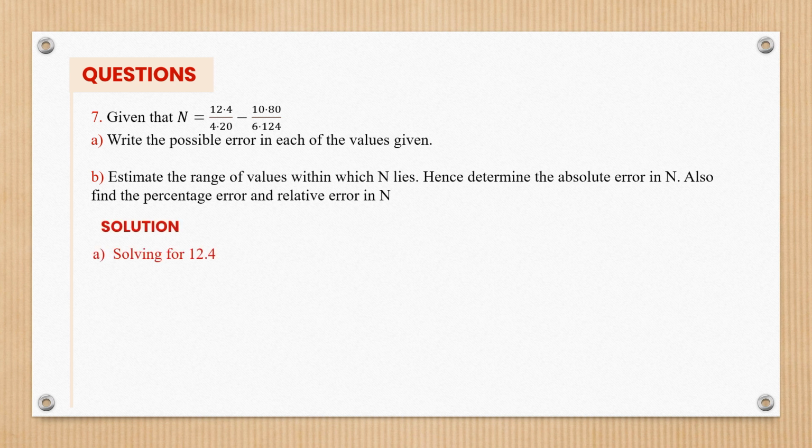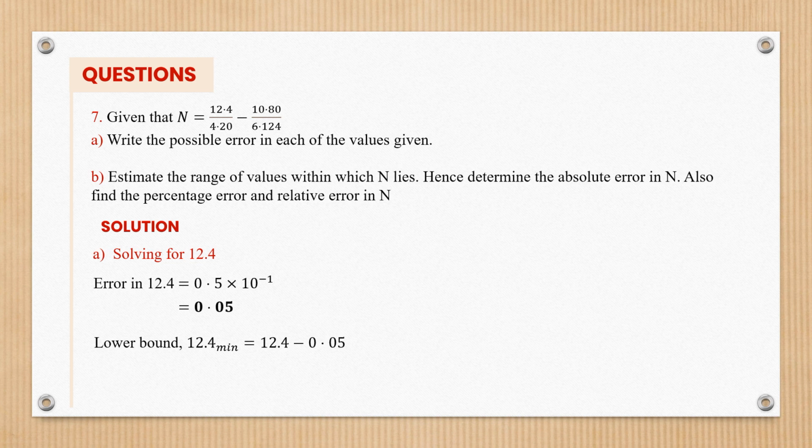Alright, so let's first solve for 12.4. The error in 12.4 is 0.5 times 10 to the power negative 1, which is 0.05. So the lower bound, 12.4 min, shall be 12.4 minus 0.05, which is 12.35. Then the upper bound, 12.4 max, shall be 12.4 plus 0.05, which is 12.45.